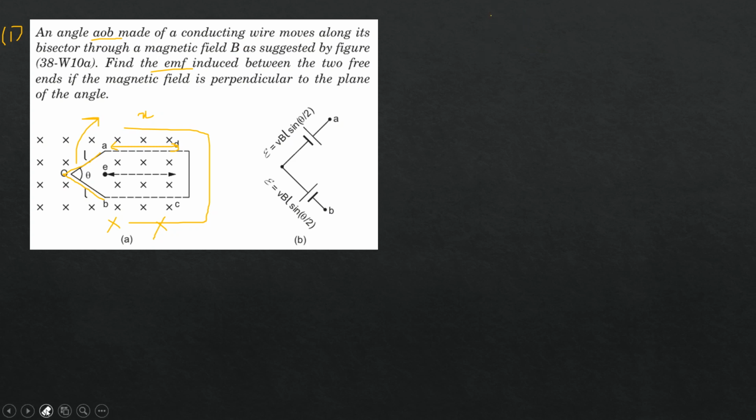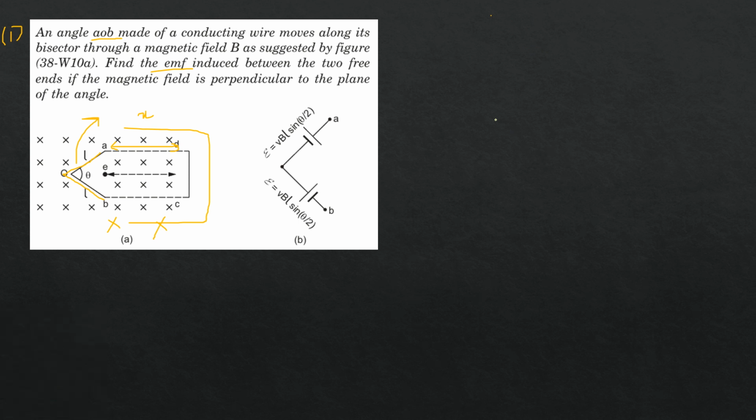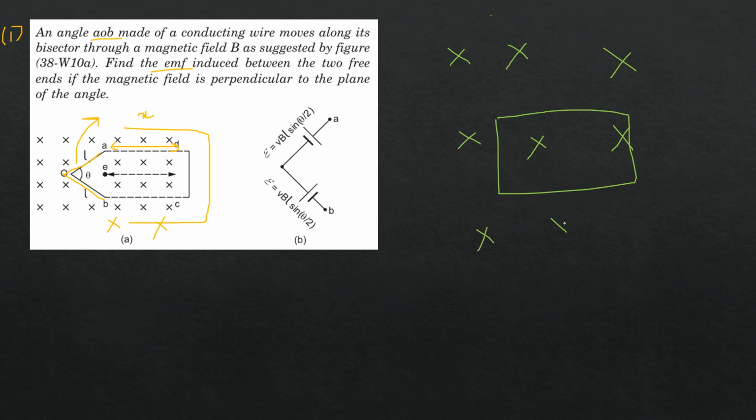So what is the concept behind it? Suppose this is a coil or anything else. This is a magnetic field. The magnetic field is into the plane of paper or out of the plane of paper, whatever. I will draw just this much of crosses. Suppose there are so many crosses, but drawing them will be a waste of time. So this is a magnetic field B vector.